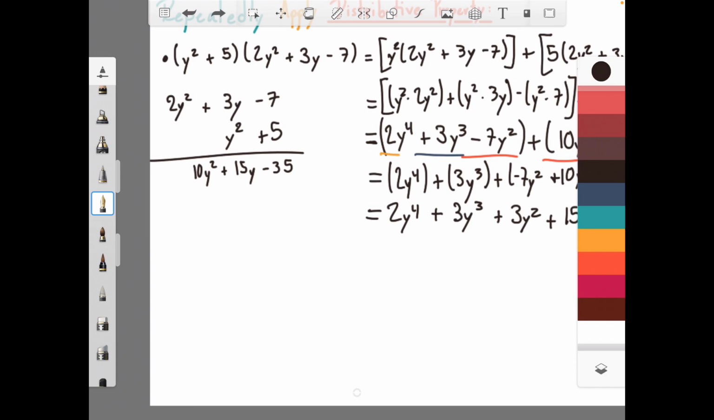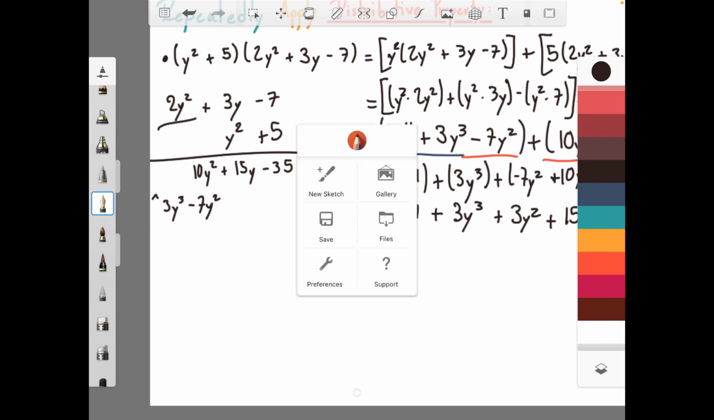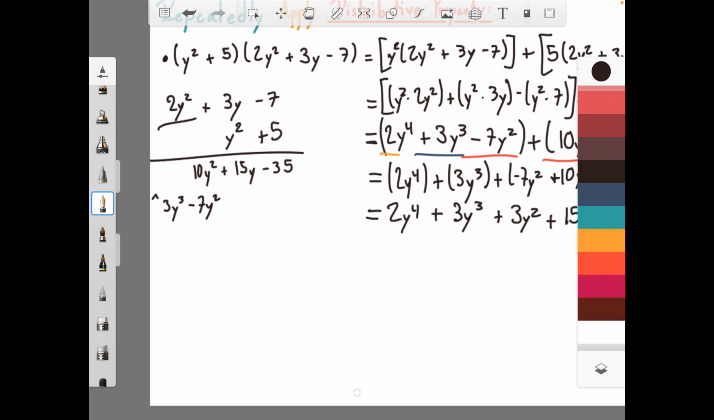So this is going to be negative 7y squared, and y squared times 3y is going to be 3y to the third power. I don't have any more space, but I'm going to write it over here so you can know. And now we have our final one, which is y squared times 2y squared, which is going to be, as we said before, 2y to the fourth power.